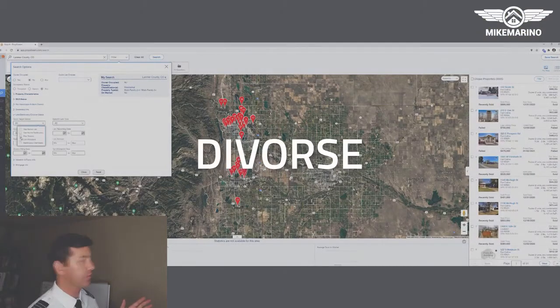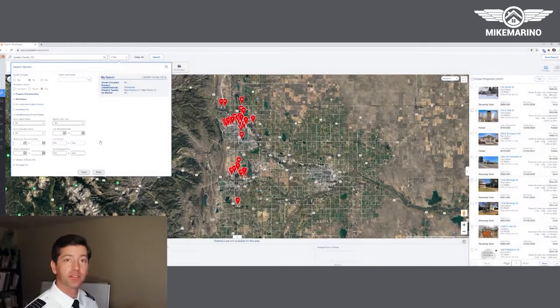For example, if somebody has an abstract of judgment, they got sued and they weren't able to pay the settlement, well, they've got the lien on their house. Well, if they were unable to pay, all we have to do as investors is find out who they owe, talk to them, and renegotiate that lien amount. Solution to the problem. You can also find divorce houses. Somebody has a divorce, well, they've got to split all their assets. So they might be willing to sell their property in order to pay off the former spouse.